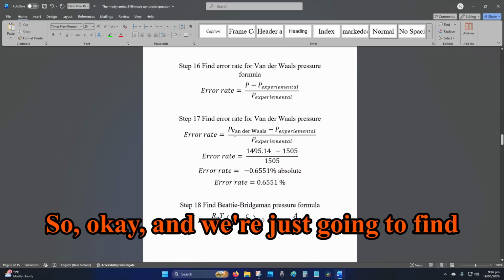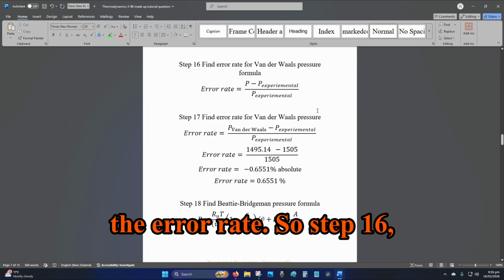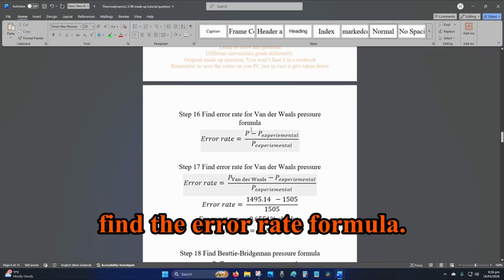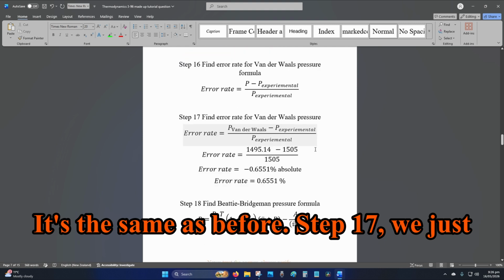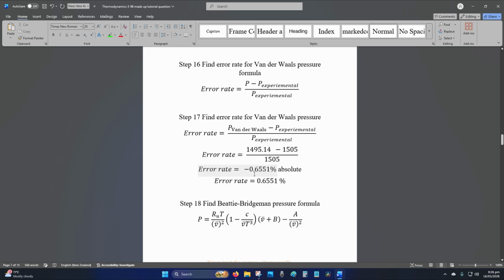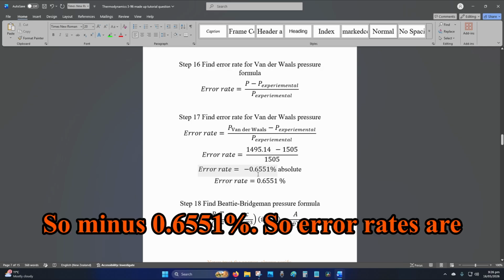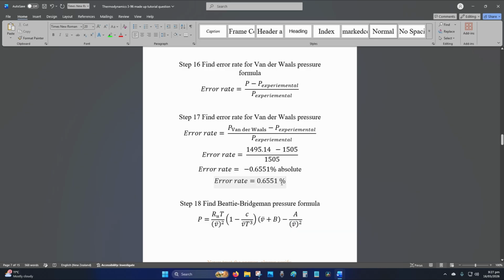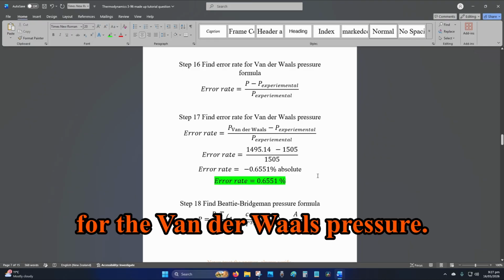Okay, and we're just going to find the error rate. So step 16, find the error rate formula. It's the same as before. Step 17, we just plug and play. So you will notice that we get a minus 0.6551%. So error rates are always absolute, so it becomes a positive. So that is the error rate for the van der Waals pressure.